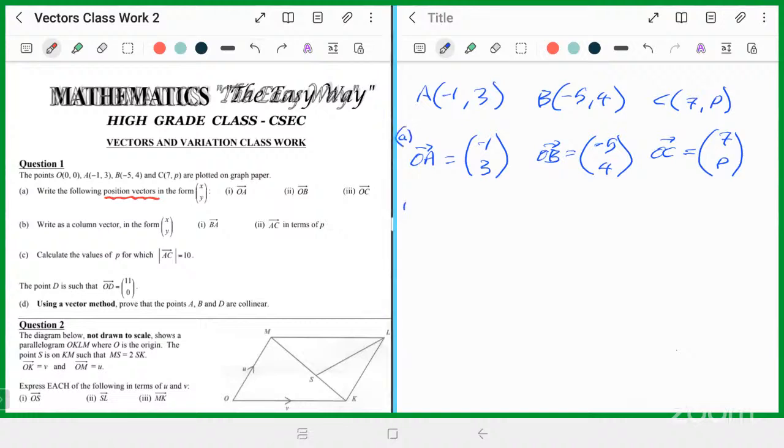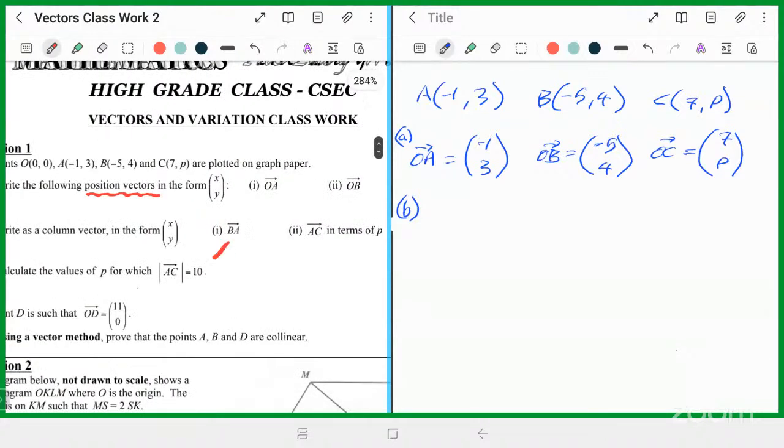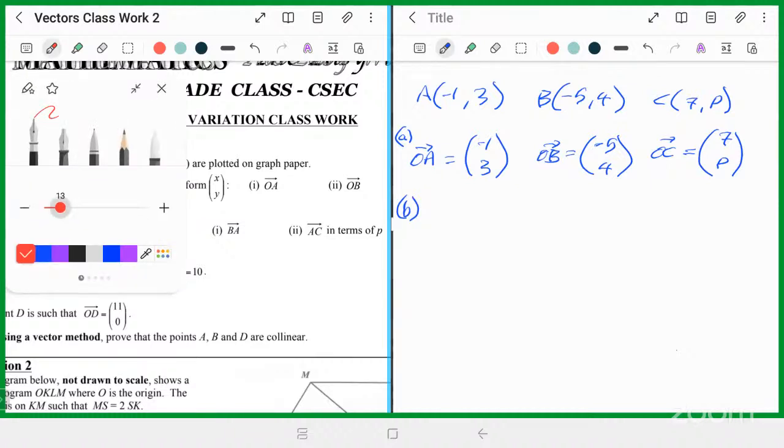Then we get to part B, which is now asking us for some displacement vectors. So the first displacement vector I want is BA. And remember, once you know the position vectors of the points involved, so the position vector of B and the position vector of A, you know both of them, and so we can use O times the last minus O times the first to get this one. All right, so let's do that.